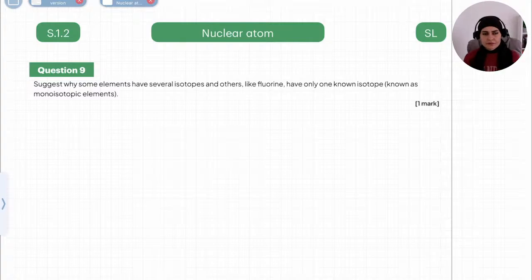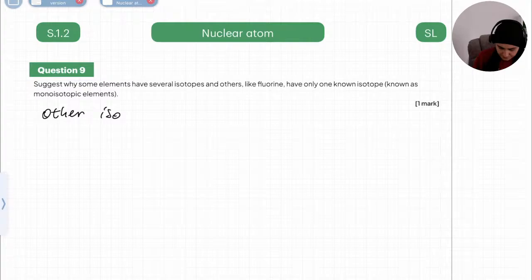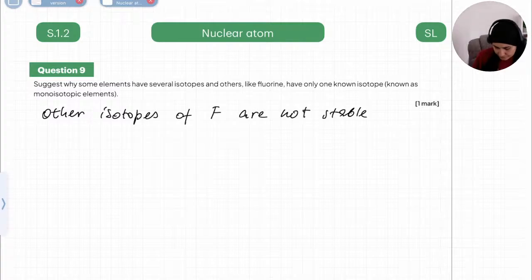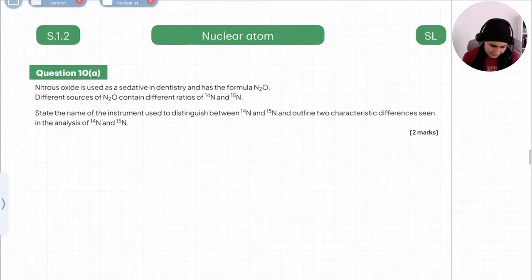You know, atoms can decay and turn into other elements. So fluorine can turn into something else if its nucleus decays and disintegrates. So I would say just 1 mark. Yeah, so the other isotopes of fluorine are not stable. Okay. Next question.